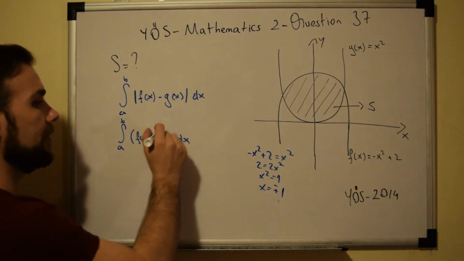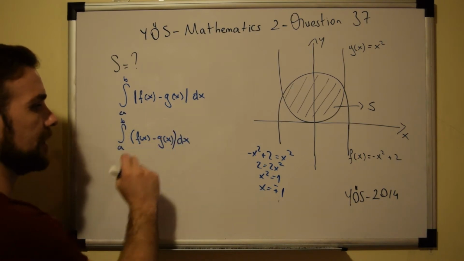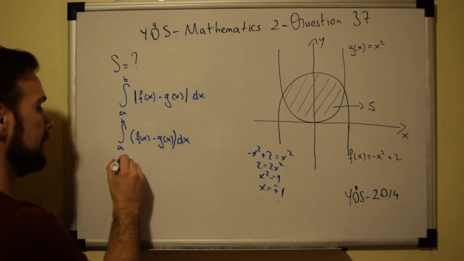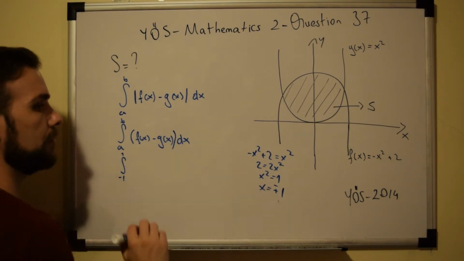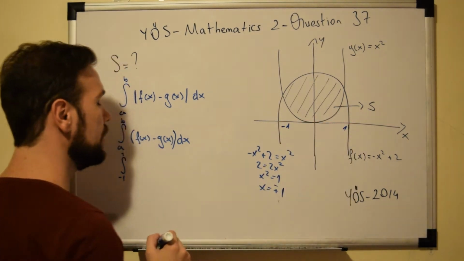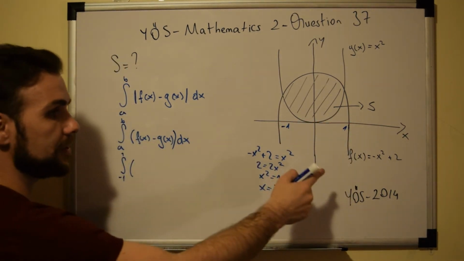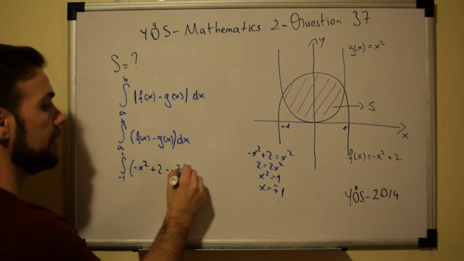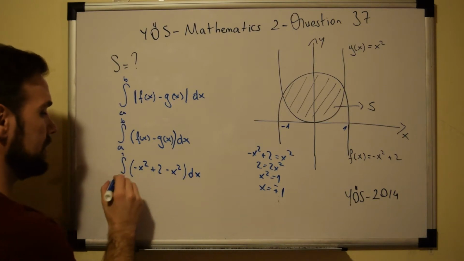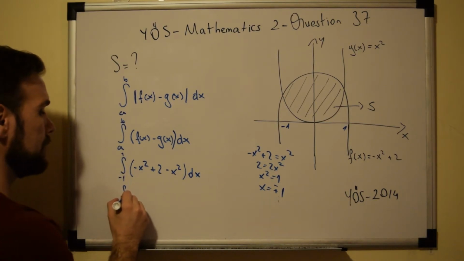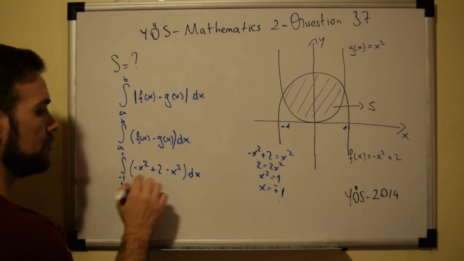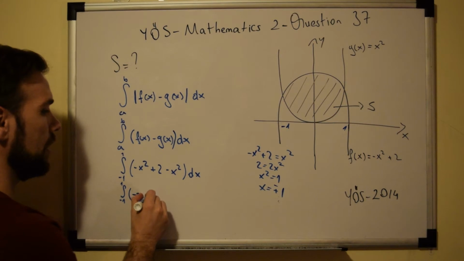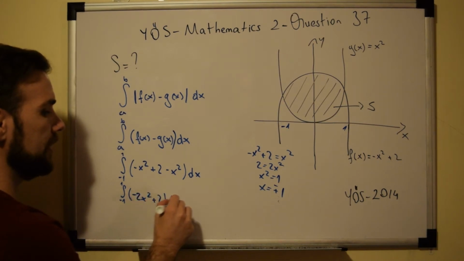Now that we know the common points that they share, we have the integral from minus 1 to 1, so this is minus 1 and this is 1, of f(x), which is minus x squared plus 2, minus x squared, times dx. And what does this become? The integral from minus 1 to 1 of minus 2x squared plus 2 times dx.